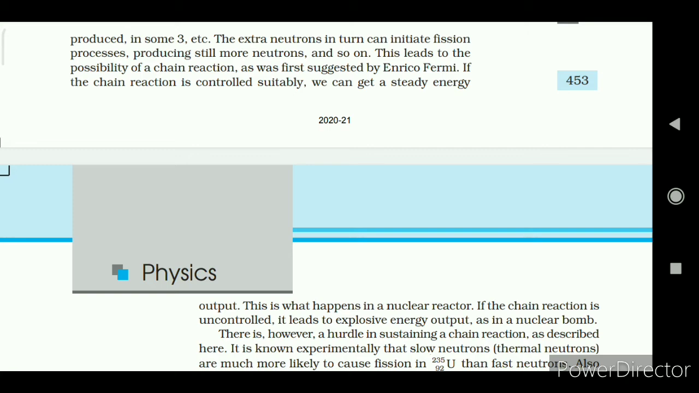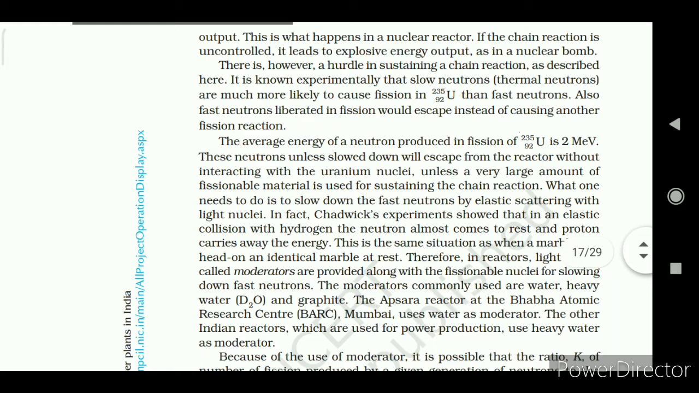At these temperatures, the fuel is a mixture of positive ions and electrons. The challenge is to confine this plasma, since no container can stand such a high temperature. Several countries around the world, including India, are developing techniques in this connection. If successful, fusion reactors will hopefully supply almost unlimited power to humanity.